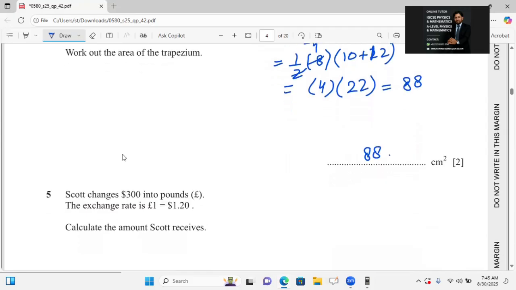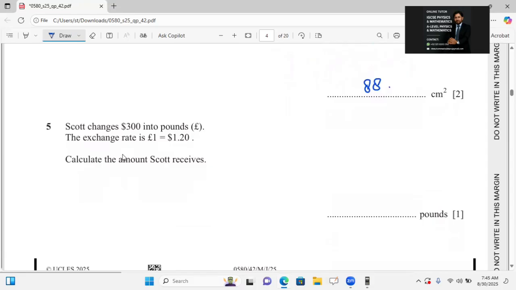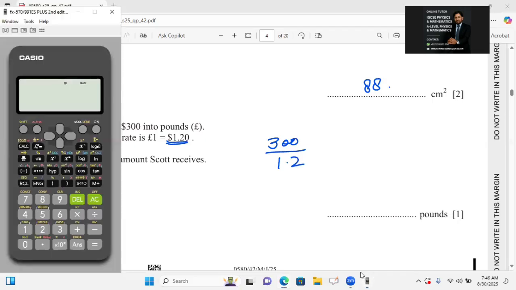After that, he is saying Scott changes $300 into pounds, and the exchange rate is 1 pound for $1.20. Calculate the amount Scott receives. In that case, he gets this value by dividing the dollar value to convert it into pounds. So 300 divided by 1.2. Let's check how much it is. 300 divided by 1.2, so I'm getting 250.